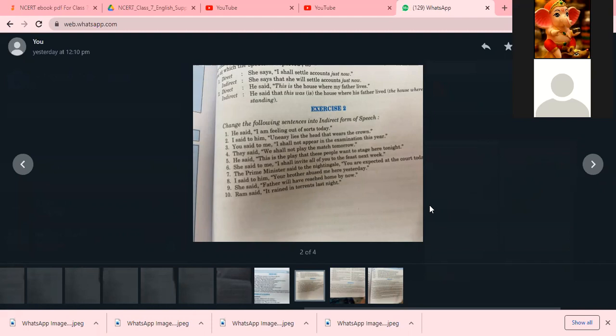She was expected at the court that day, right? She said, Father will have reached home by now. She said that father would have reached home by then. Okay. Next is Ram said, it rained in torrents last night. Ram said that it had rained in torrents the previous night. Very good. That it had rained in torrents the previous night.